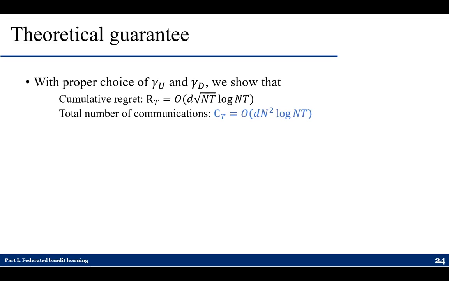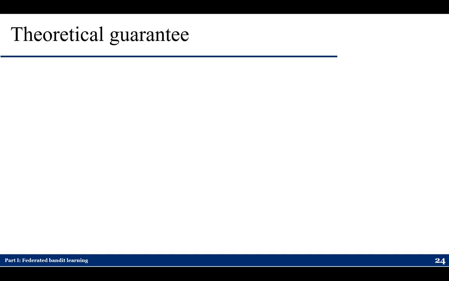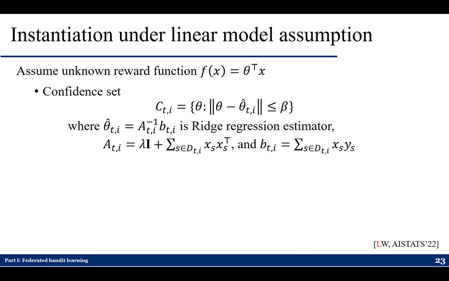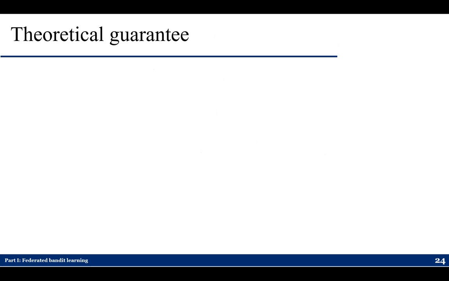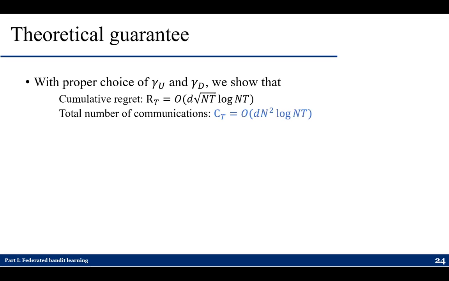So with this asynchronous communication framework, we can show that with the proper choice of, okay, we didn't mention this, but we have two thresholds that control how often I should upload and how often I should download. With proper choice of these two thresholds, we can show that we can attain the optimal regret. Optimal in the sense that it matches a lower bound in the centralized setting.